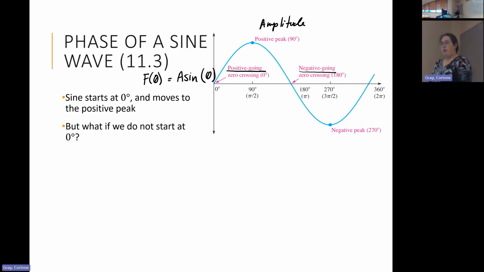So what if we don't start at 0? What if we don't start at cosine? Yeah, so I don't remember what they call it in math, but it's called a phase shift. So a phase shift is going to be starting somewhere, in the case of sine, not at 0.